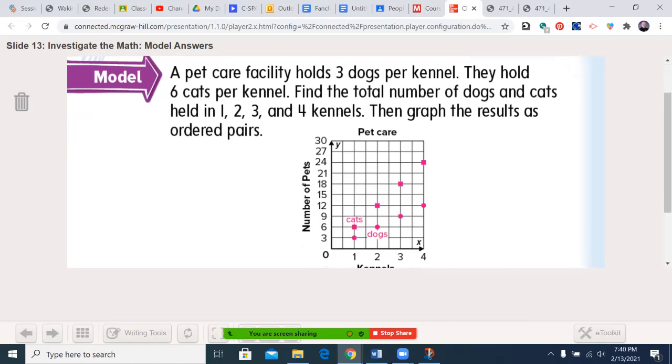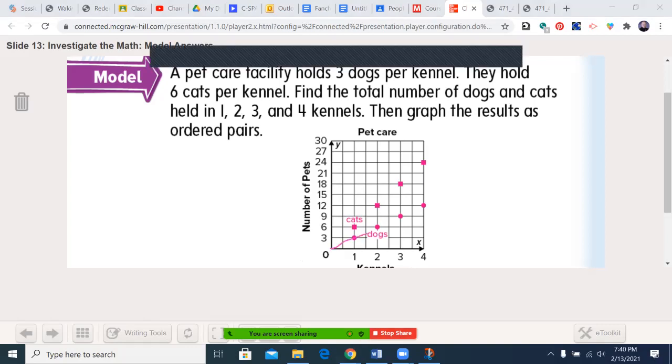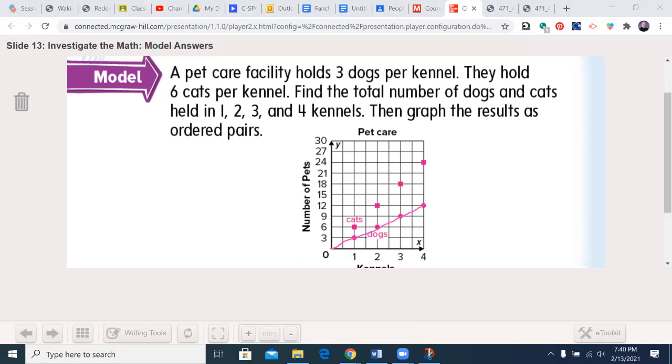And you can start to see how it looks. When I graph it, I had the dogs 1 and 3, 2 and 6, 3 and 9, 4 and 12. And I could actually go ahead and graph that. And now I look at the kitty cats, and I'm at 1 and 6, 2 and 12, 3 and 18, 4 and 24. Once I connect them, and I love using different colors for this to help visualize, you can see that the number of cats is growing far quicker.